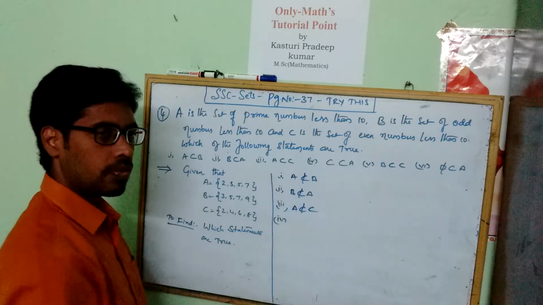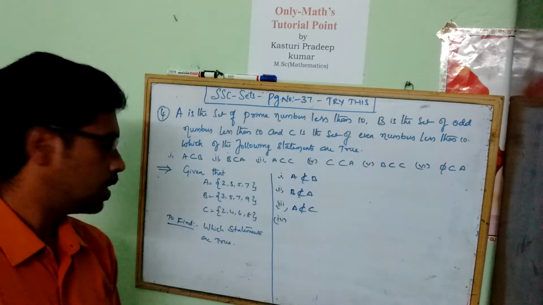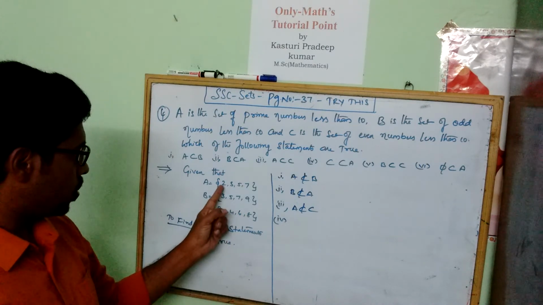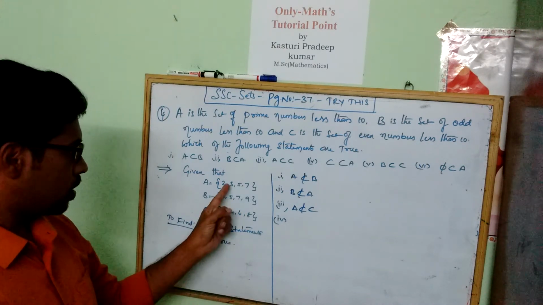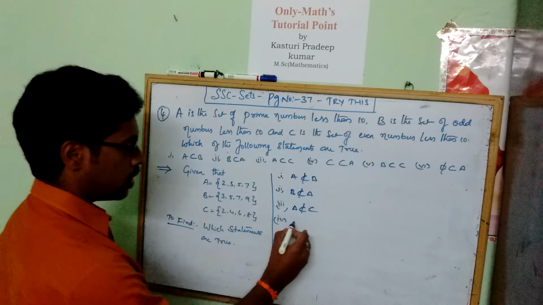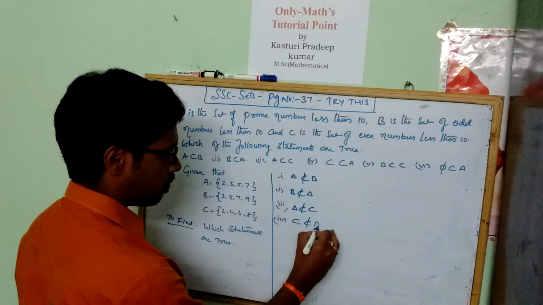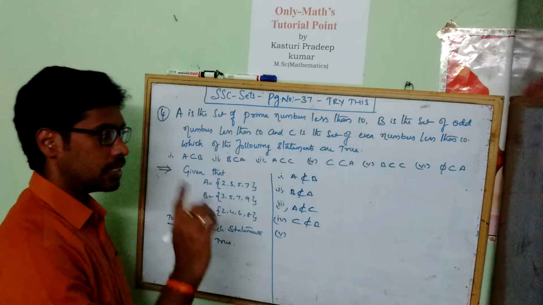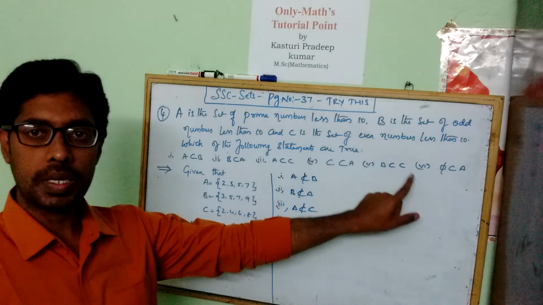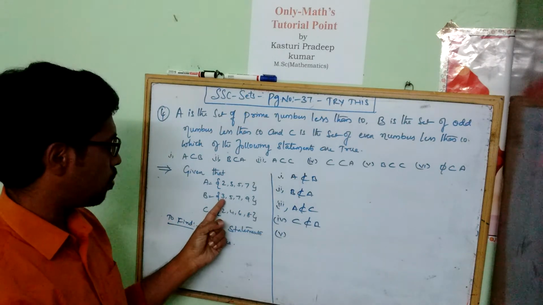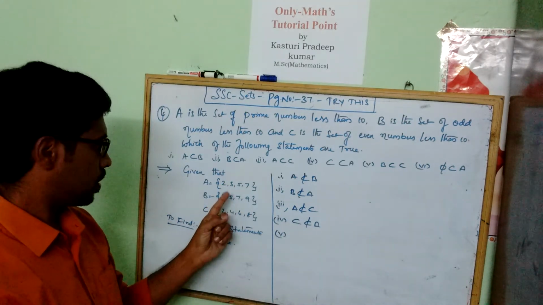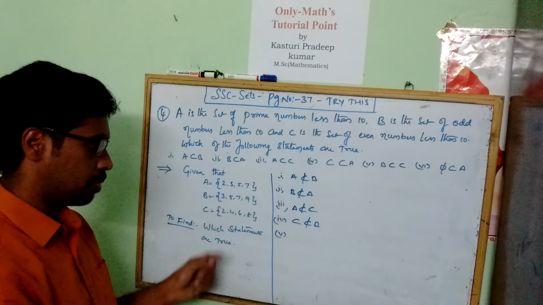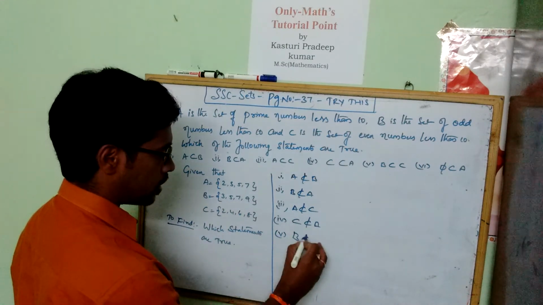Fourth one. Is C a part of A? Is C a subset of A? 2 is there in set A, but 4 is not there. Therefore, set C is not a subset of A. Fifth one. Is B a subset of C? Is B a part of C? Look at B and C: 3 is there in B, but 3 is not there in C. So B is not a subset of C.